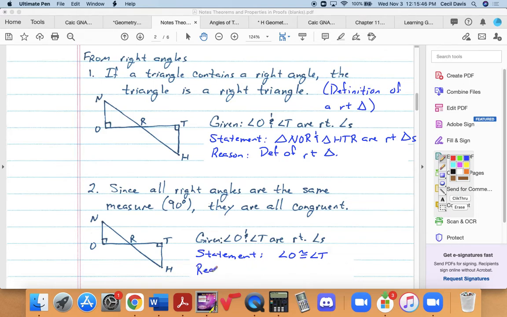The reason for this, and this is the last new thing that we're going to do today, we've never actually said this before, but I think it's pretty obvious. All right angles are congruent.